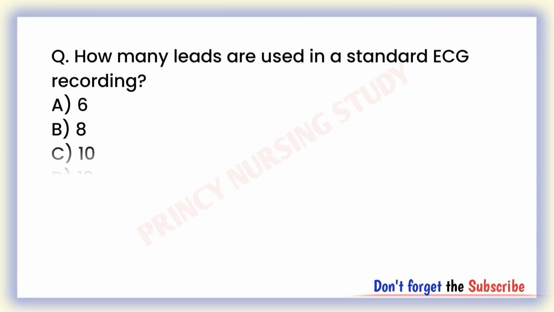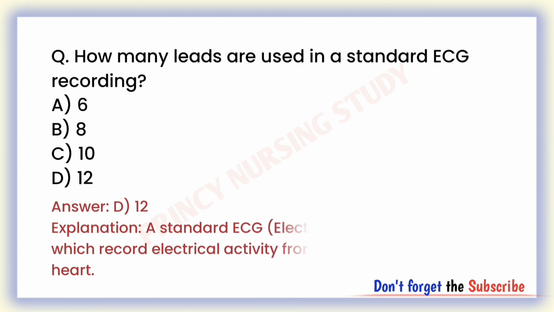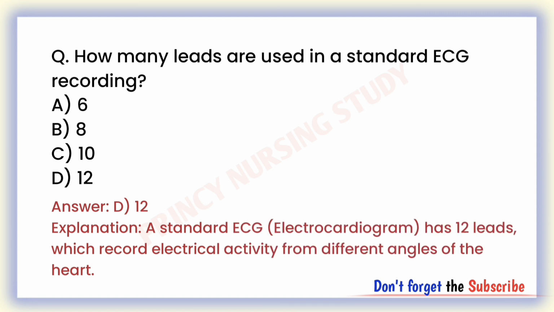Next question. How many leads are used in a standard ECG recording? Correct answer is D. 12. A standard ECG, electrocardiogram, has 12 leads which record electrical activity from different angles of the heart.